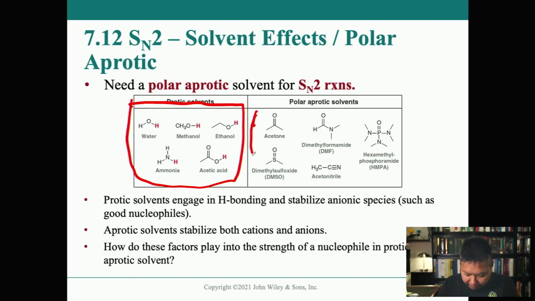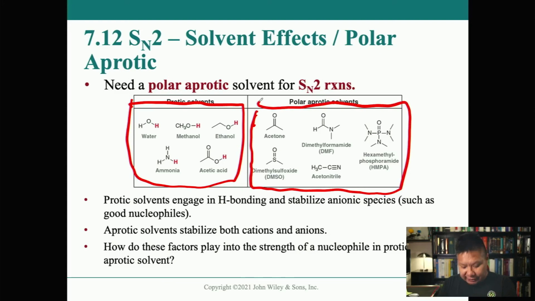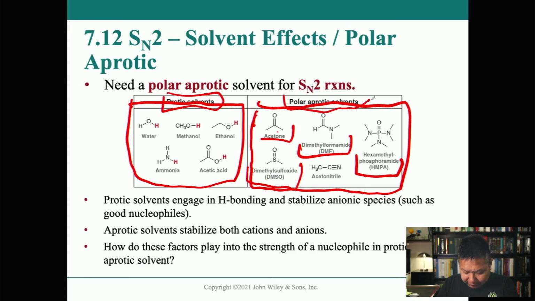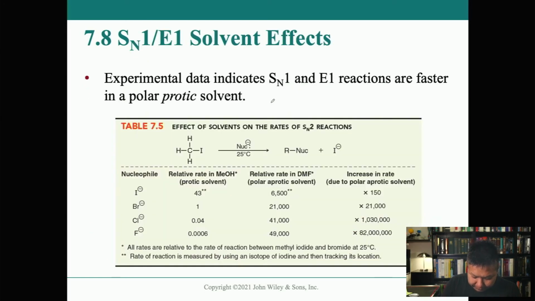Whereas polar solvents that are aprotic don't have protons that can easily do hydrogen bonding. For example, acetone right here, DMF, here's dimethyl sulfoxide, DMSO, and here's hexamethylphosphoramide. No protons that really can do any kind of hydrogen bonding. So that's the big difference. Protic solvents, hydrogen bonding. Polar aprotic solvents, no hydrogen bonding, because those protons they have are not connected to any electronegative groups. So what are the implications then?